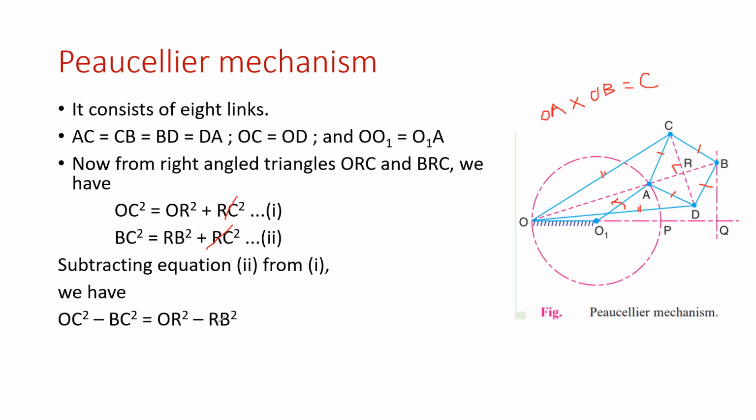So we get OR square minus RB square. Here you can use the formula of a square minus b square, so you can write it as (OR plus RB) times (OR minus RB). Now OR plus RB is nothing but OB. And OR minus RB: AR is equal to RB, so OR minus AR will be equal to OA.